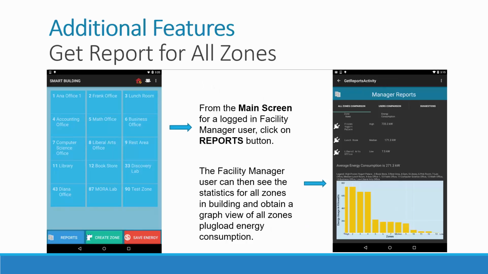Get report for all zones. From the main screen for a logged-in Facility Manager, click on Reports button. The Facility Manager can then see the statistics for all zones in the building and obtain a graphical view of all zones' plug load energy consumption.